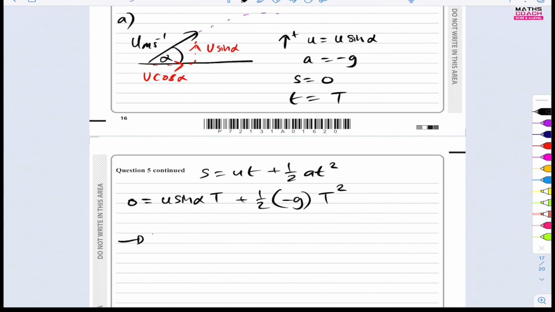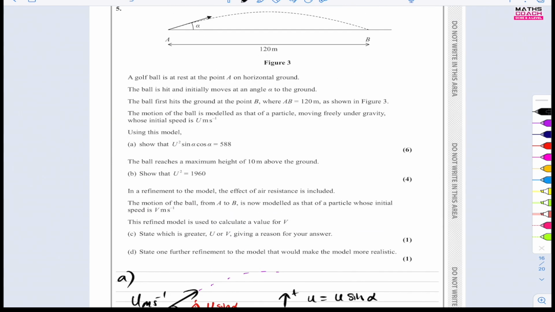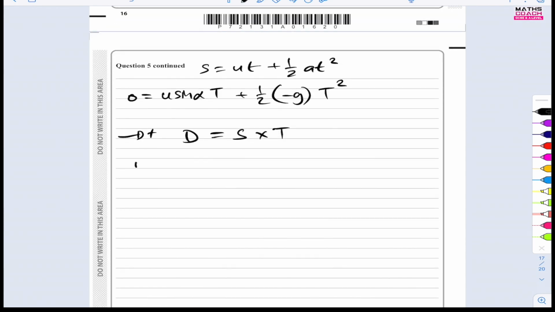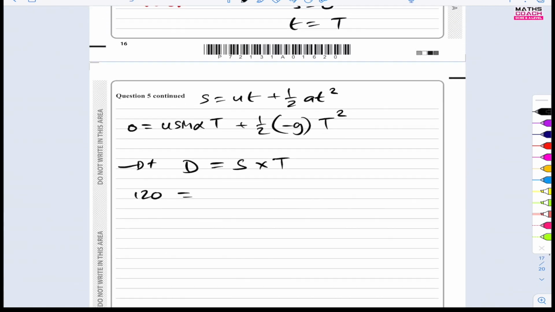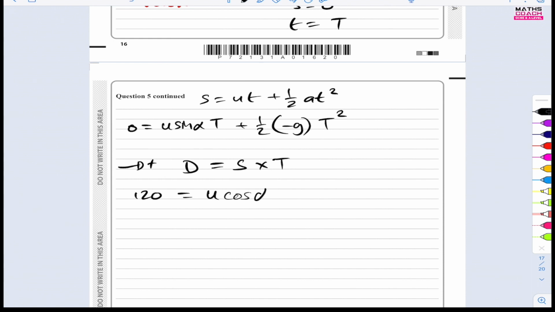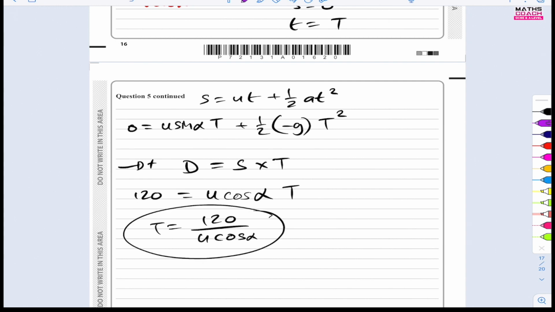Let's go ahead and resolve this way. So this way, we are going to use the d is equal to s times t formula. So the distance from A to B is 120 meters. Going in that direction, the speed is going to be u cos alpha. So it's going to be 120 is equal to u cos alpha times t. Now, if we make t the subject, that's going to be 120 over u cos alpha. We're going to substitute that right there and right there.